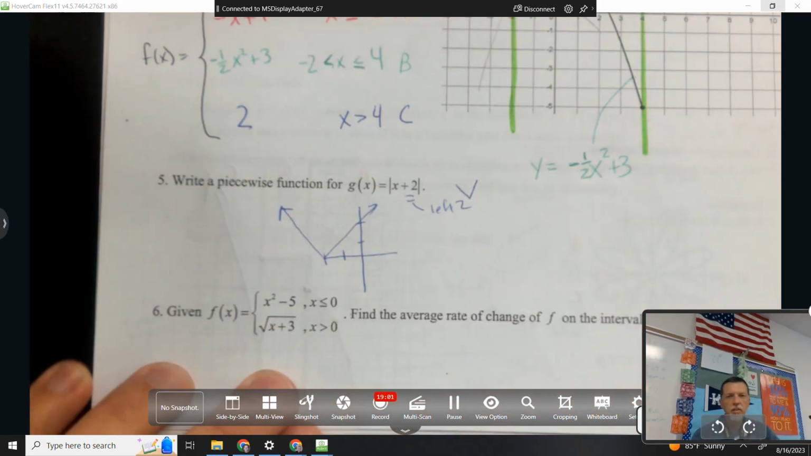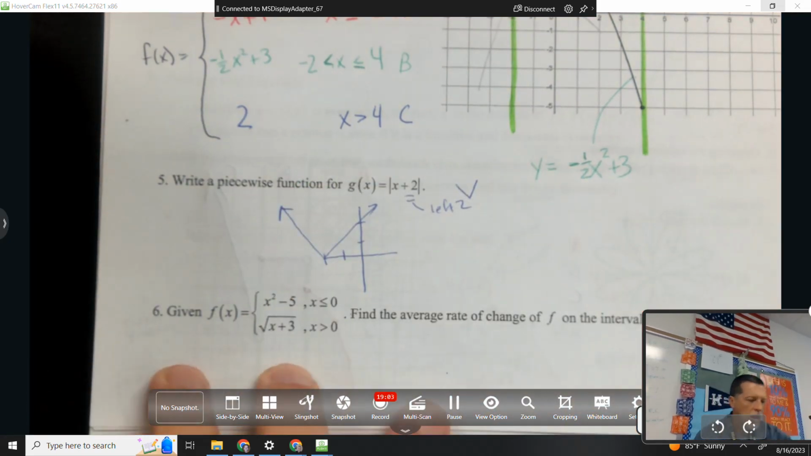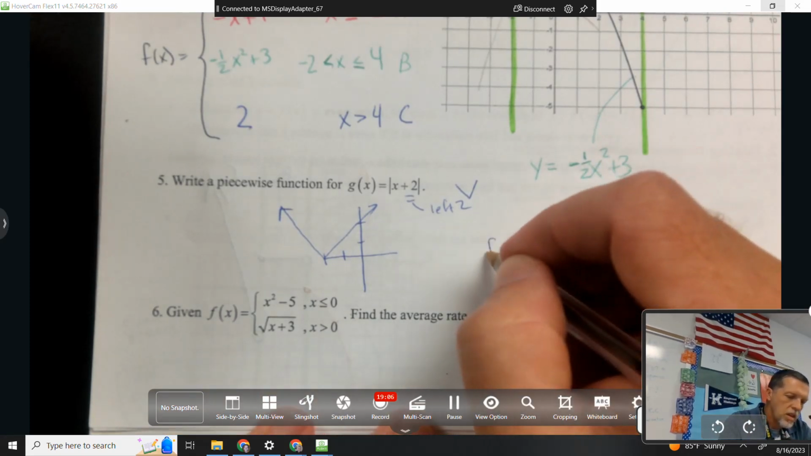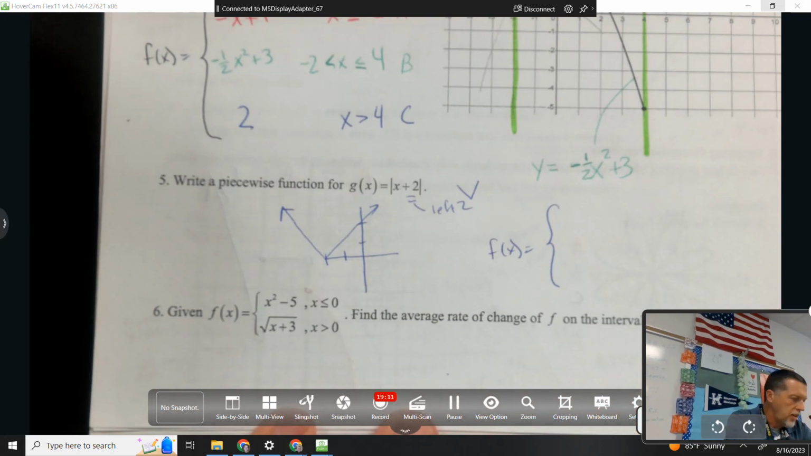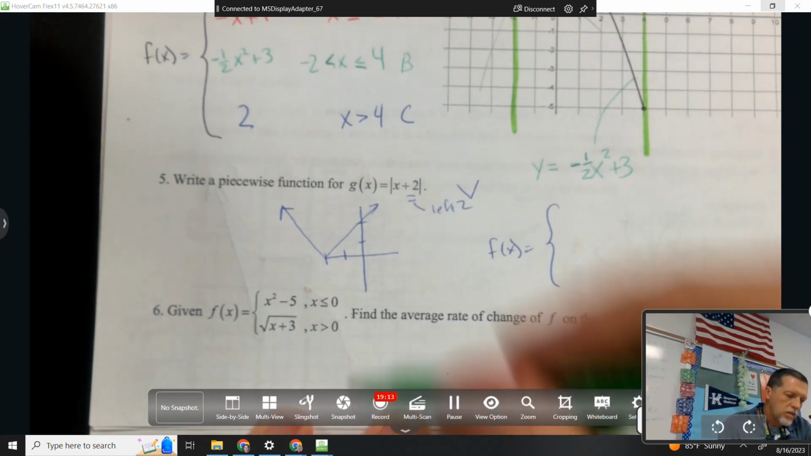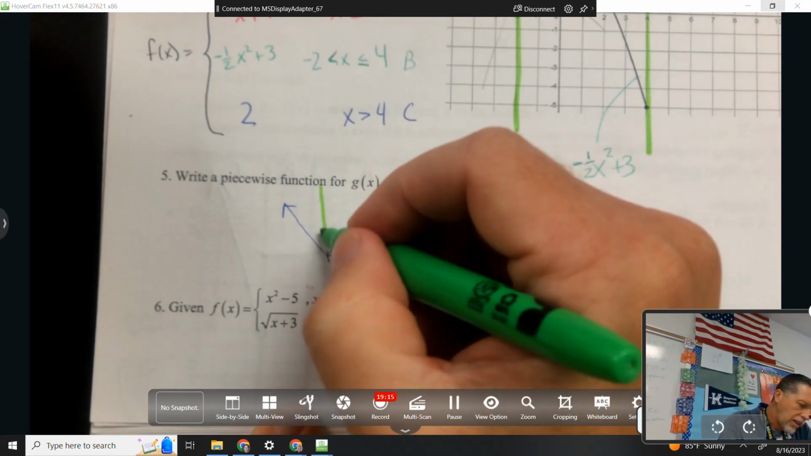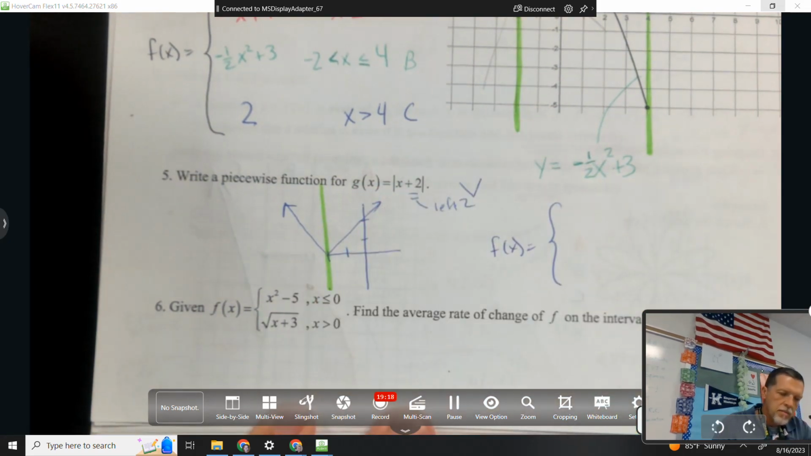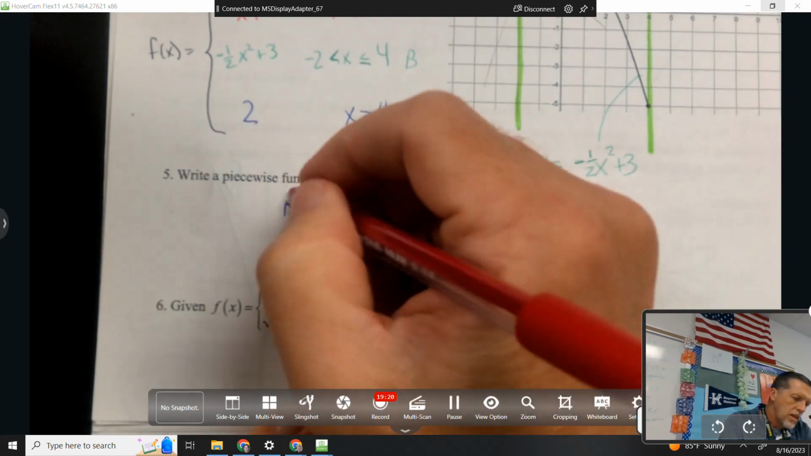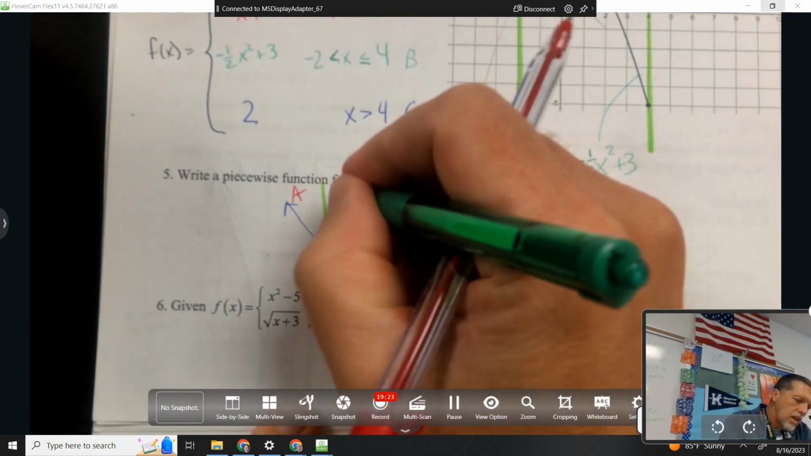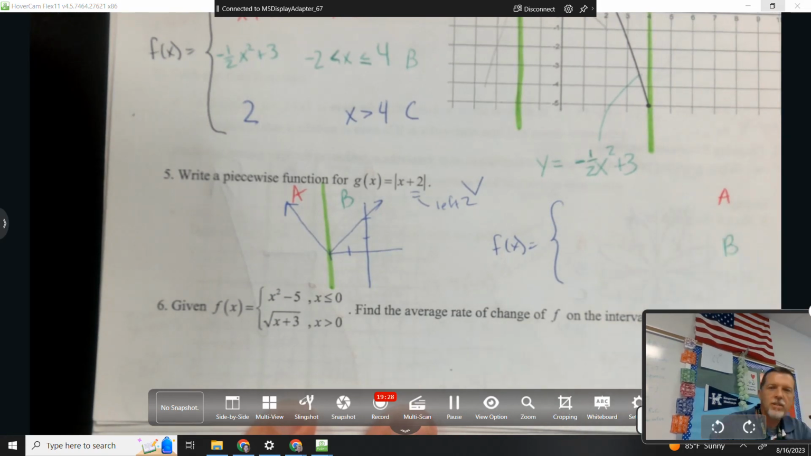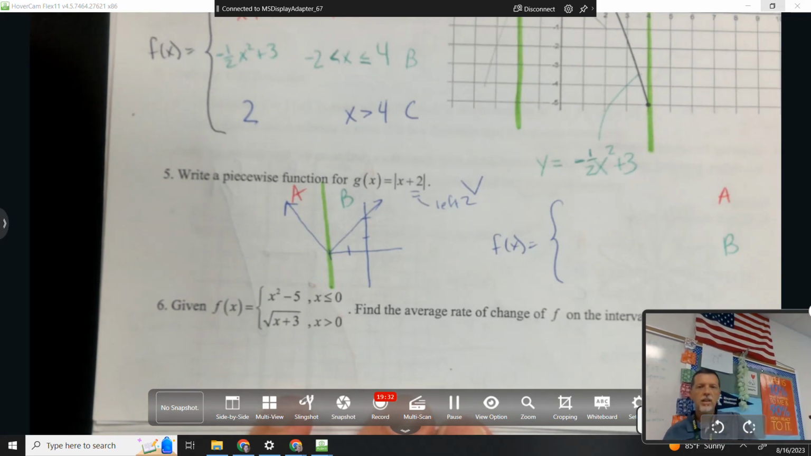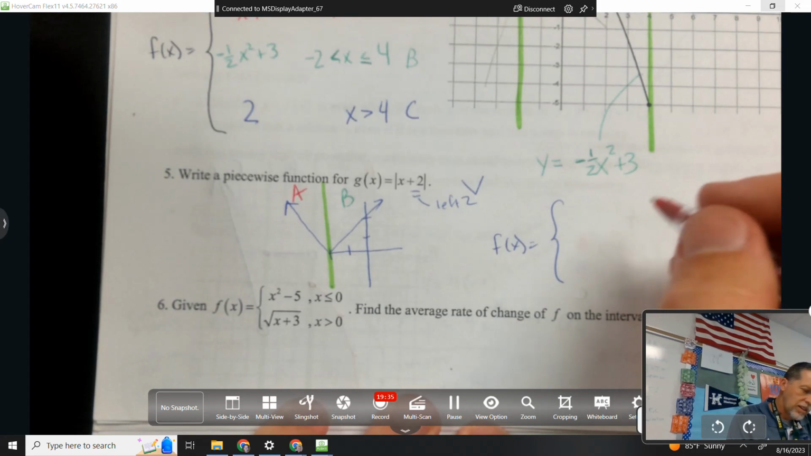So there's the picture. So it looks like I'll have 2 functions to describe that. Again, take your time on these. So we've got 2 neighborhoods, neighborhood A and neighborhood B. Neighborhood A is less than -2.